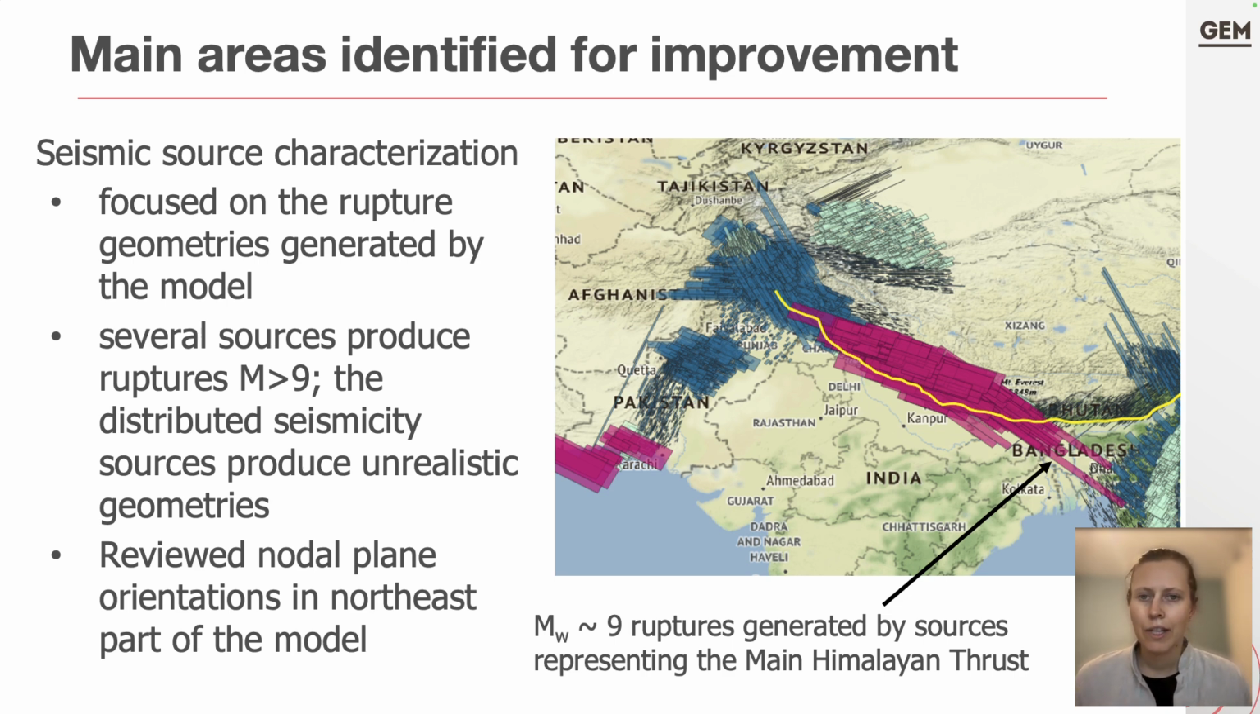The first thing I'm pointing out here is the ruptures in pink. These are ruptures generated by sources that represent the main Himalayan thrust. The surface trace of this thrust is denoted in yellow, and you can see that to the east, some of the ruptures in pink are deviating from the strike of this structure, and they're actually crossing Bangladesh when, in fact, we would expect them to instead be to the north side of this yellow line.